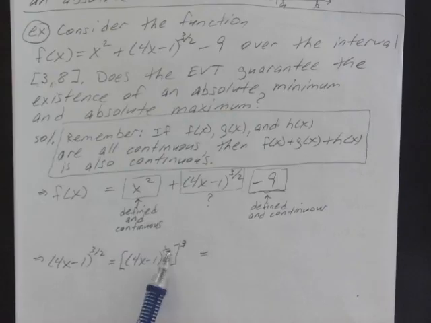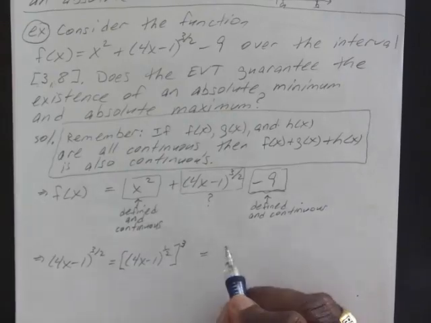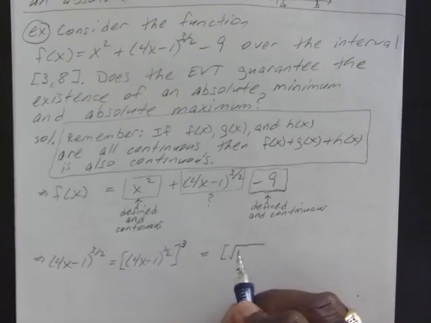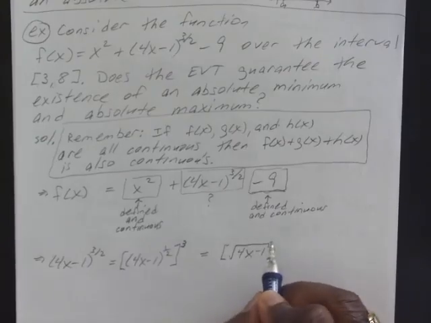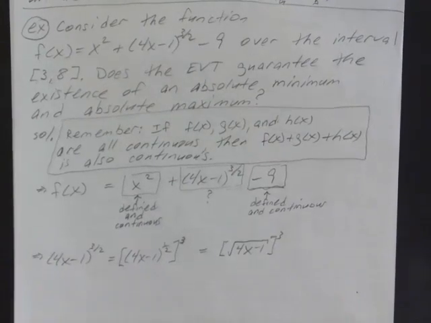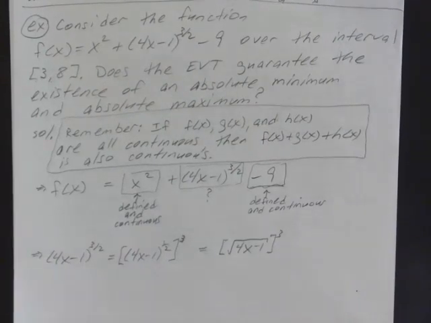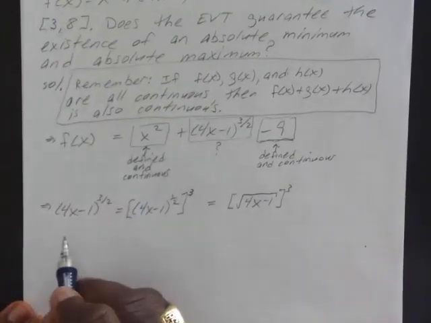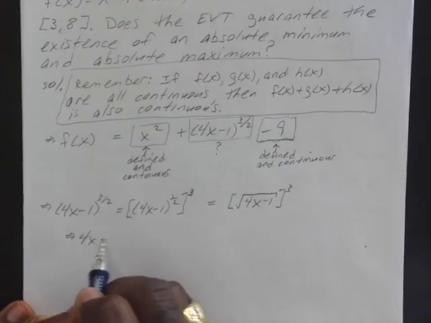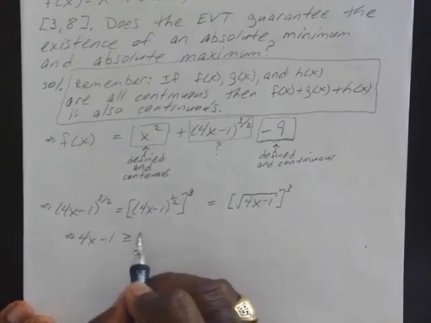Okay. So we know anything to the 1/2 power is just the square root. So we could say that this is just the square root of 4x minus 1 cubed. Okay, so we know that this square root will be defined as long as the radicand 4x minus 1 is greater than or equal to 0. It's the only stipulation. If it goes less than 0, then you're no longer dealing with real numbers, and it won't be defined there. So we know that 4x minus 1 has to be greater than or equal to 0.